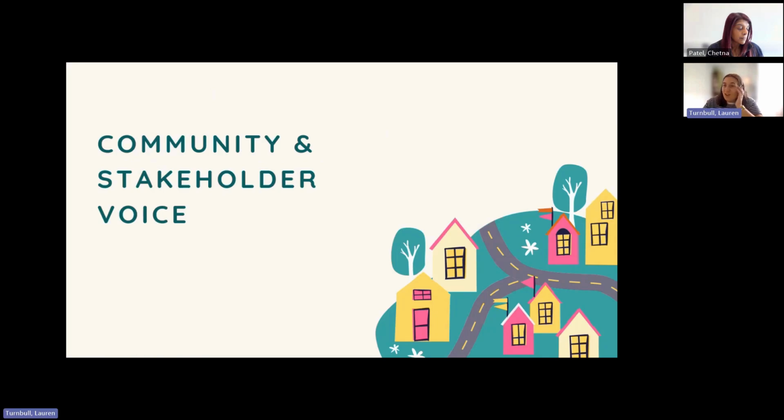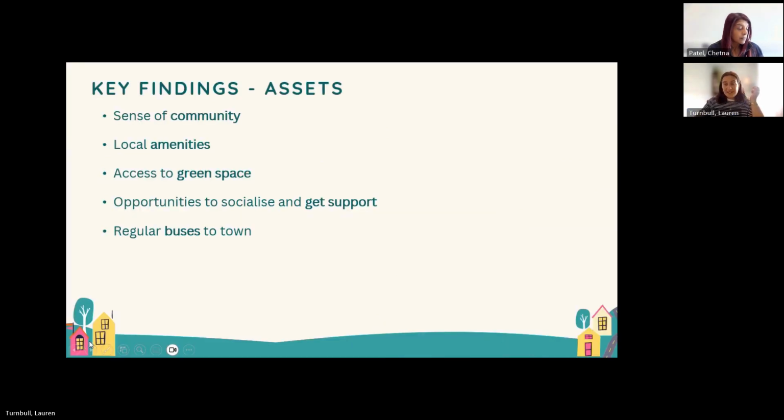So community and stakeholder voice. Some key findings: the assets that exist in the area, a positive sense of community, some good local amenities, access to green space, which is really positive, opportunities to socialise and get support, and regular buses to town.